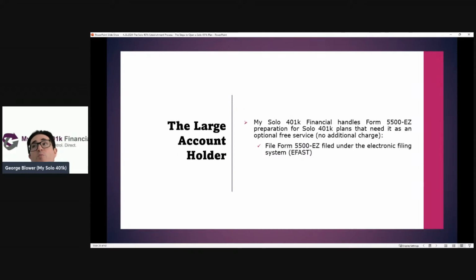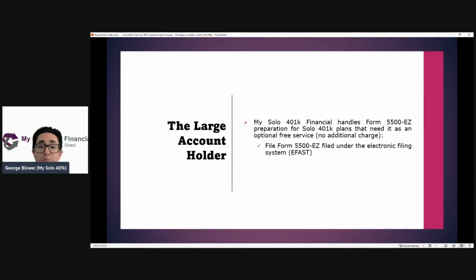Another great scenario would be the large account holder. That's another great use case. Why? Well, because once you have more than $250,000 in value of your solo 401k plan, there's going to be a 5500EZ filing requirement. So a tax return has to be filed. Now, it's an informational tax return. Of course, it's not triggering a tax obligation, but information about the plan has to be submitted.